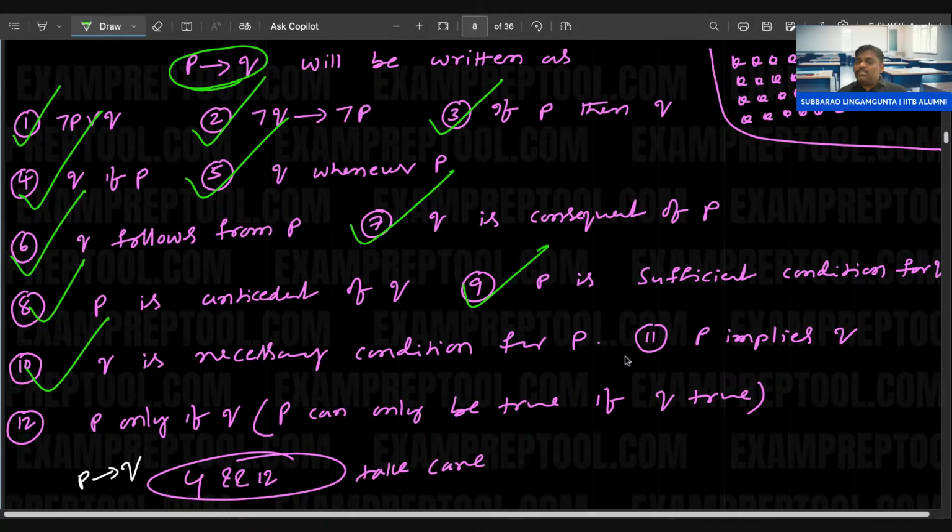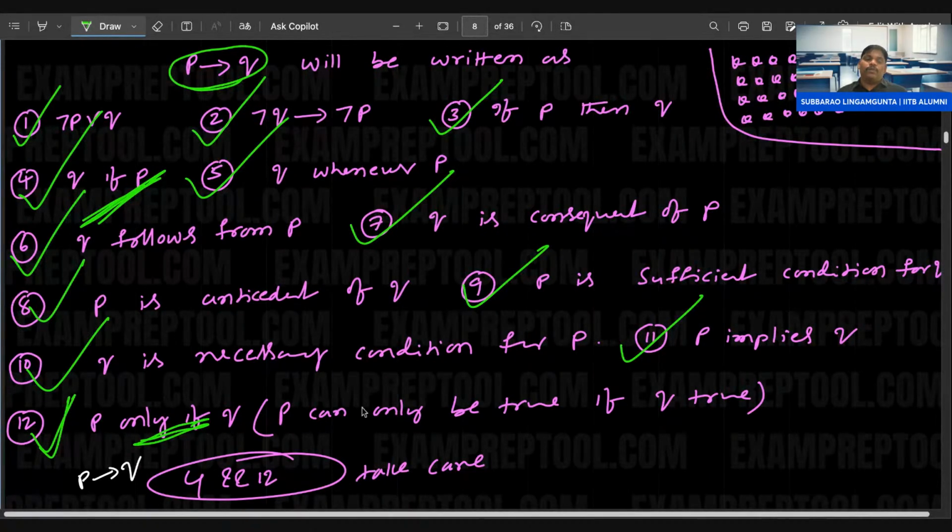Next one. This is also called P implies Q. But I think the 12th one is going to be a little tricky. Can you see the 12th one? Q if P, that is okay. Also P if Q, that is okay. But only if, remember, it is not if. I'm repeating again: if you write only if here, then the 12th one fails. Only if is going to be correct.